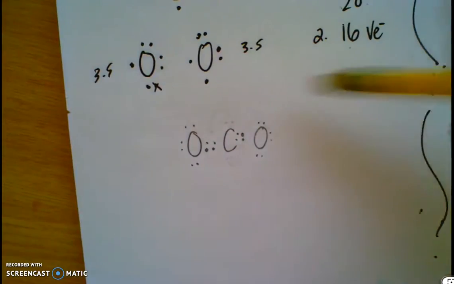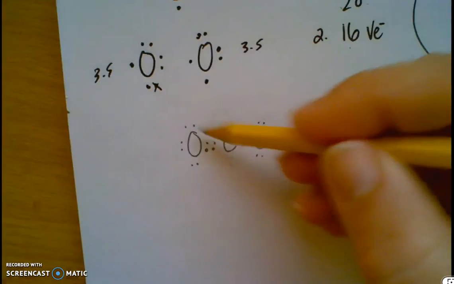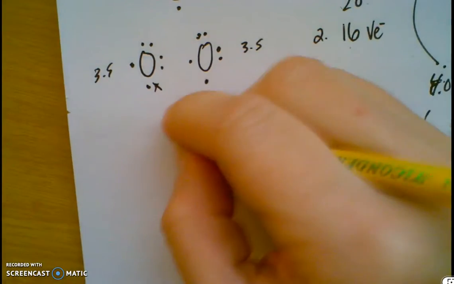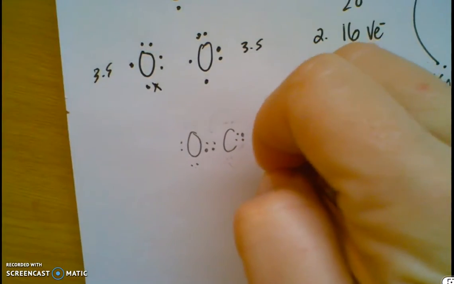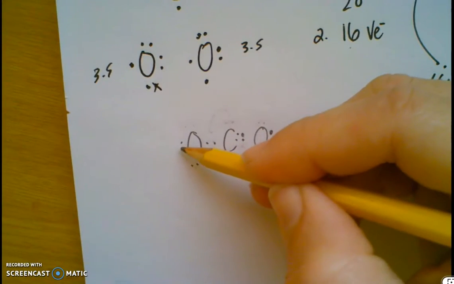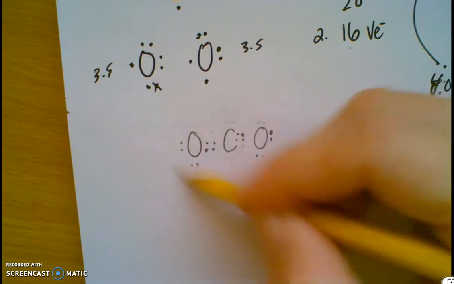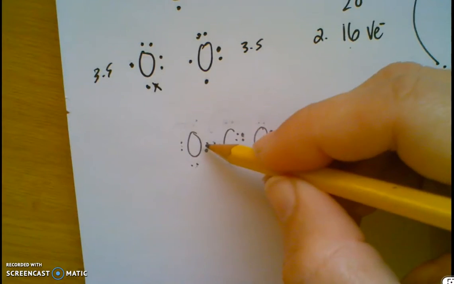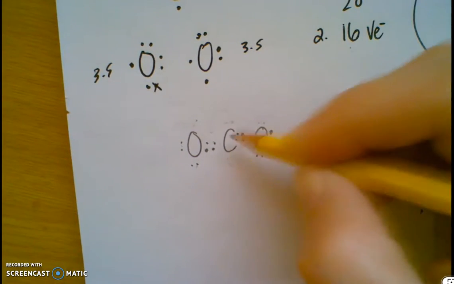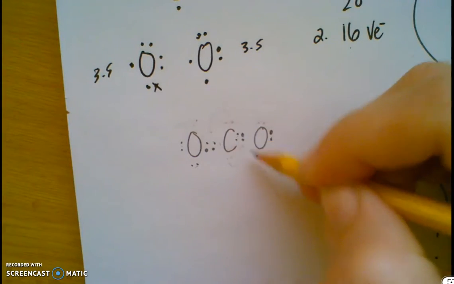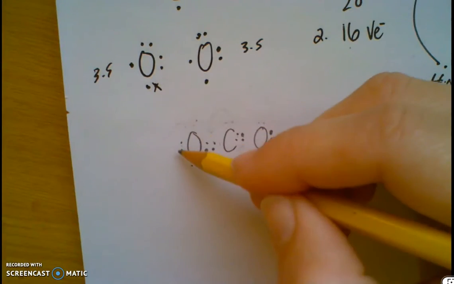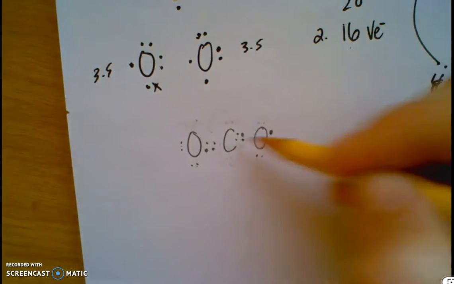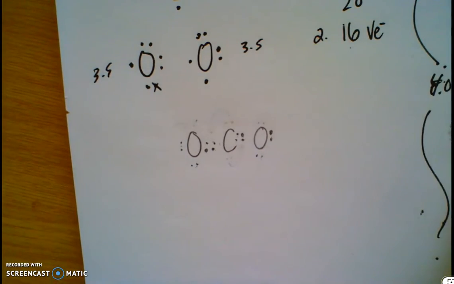So let's go ahead and count our electrons. We can get rid of this now, because if we look, let's count and see what we have. Oxygen has 2, 4, 6, 8, so this oxygen is happy. Carbon has 2, 4, 6, 8, so carbon is happy. And oxygen has 2, 4, 6, 8, so it's happy. Now let's count the total number. We have 2, 4, 6, 8, 10, 12, 14, 16. So that is how many we needed.